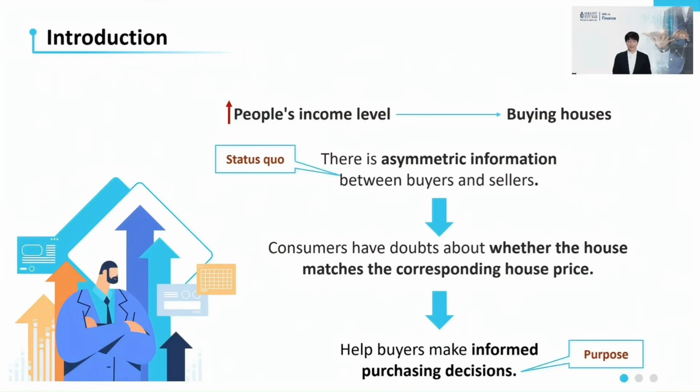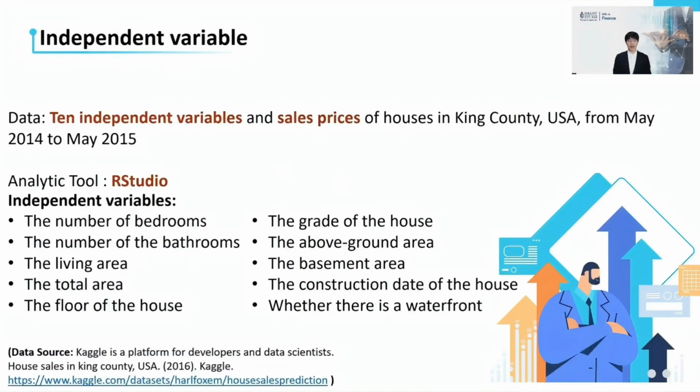For house pricing, there is no standard in the market, so I want to build a simple norm to help buyers make informed purchasing decisions. I explored the relationship between 10 independent variables and the sale prices of houses in King County, USA, from May 2014 to May 2015, and I used RStudio for all my research.